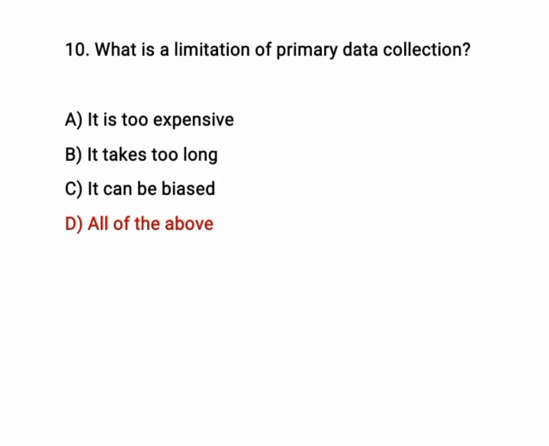Okay, question number 10. What is a limitation of primary data collection? The correct option is D. All of the above. It means it is too expensive, it takes too long, it can be biased, is a limitation of primary data collection.